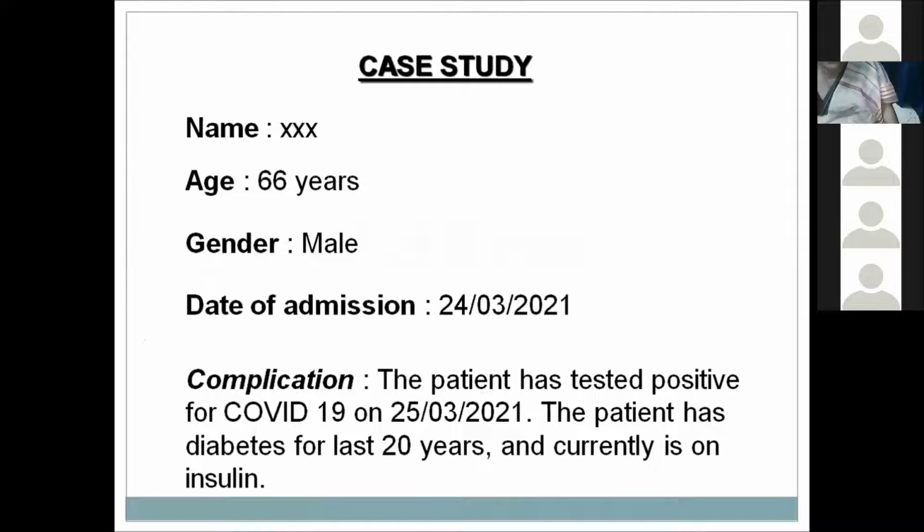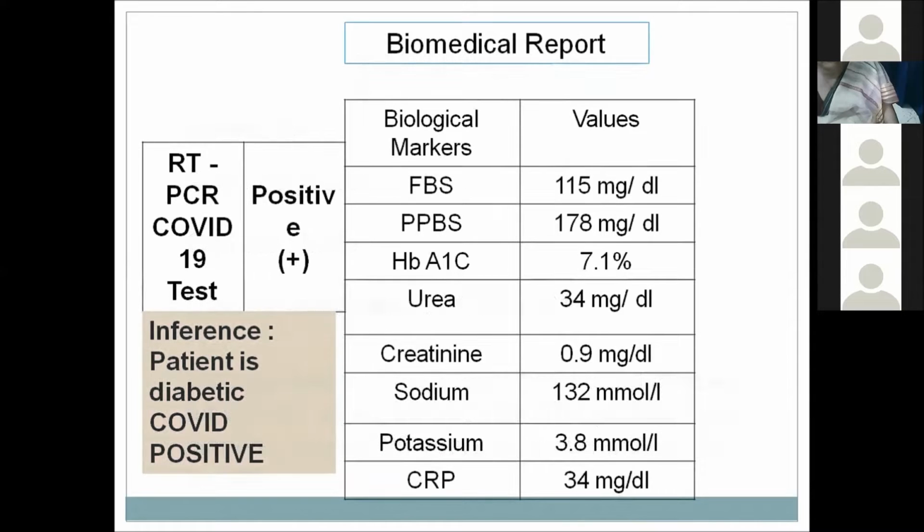A 66 year old male, date of admission 24/3/21. Complication: the patient tested positive for COVID-19 on 25/3/21. The patient has had diabetes for the last 20 years and is currently on insulin. Biomedical report: COVID positive and diabetes, fasting blood sugar 115, PPS, HbA1c 7.1%, urea okay, creatinine okay, sodium a little bit low, potassium okay, CRP 34.